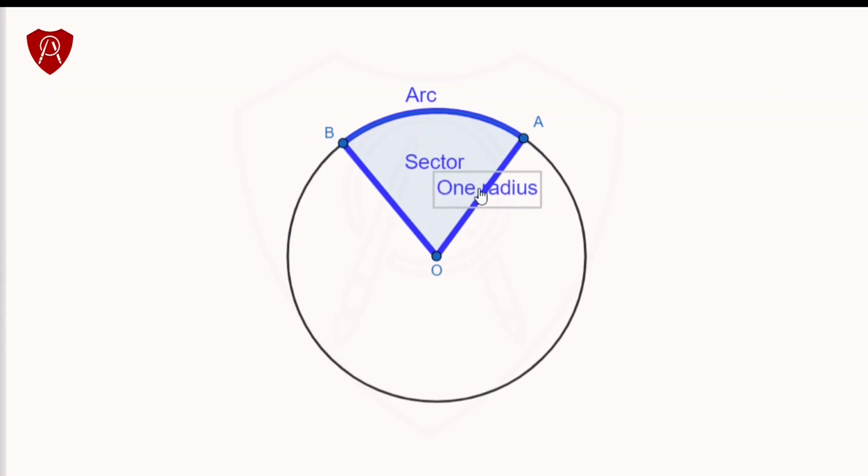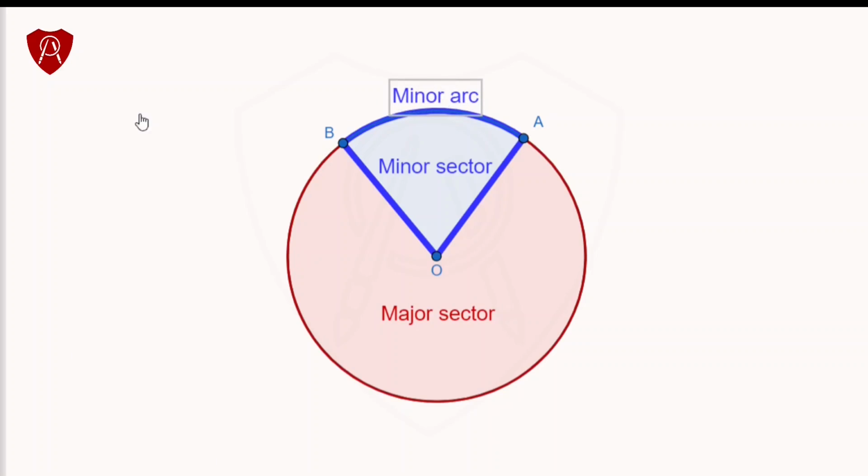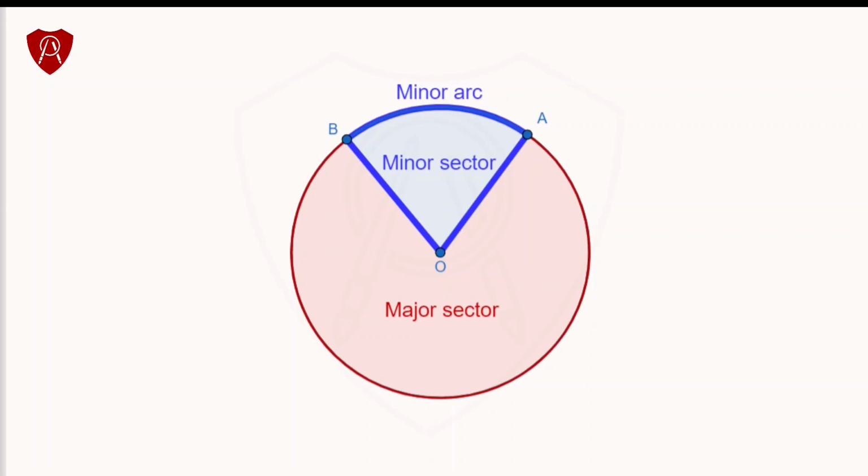Note that the plural for radius is radii. 1 radius, 2 radii, and so on. While this small pizza slice is quite easy to notice, the remainder of the circle is also a sector. The smaller one is a minor sector, and the larger one is called a major sector if it is bigger than half the circle. The minor sector is bounded by a minor arc and these two radii, while the major sector is bounded by a major arc and the same two radii.